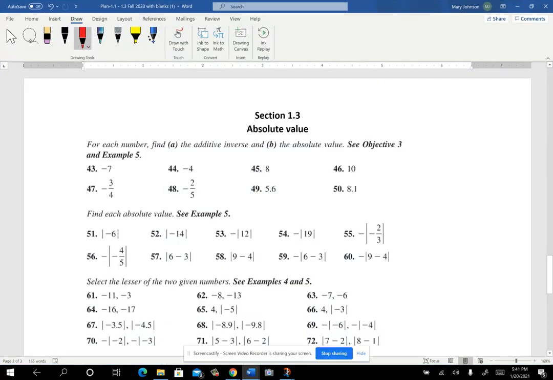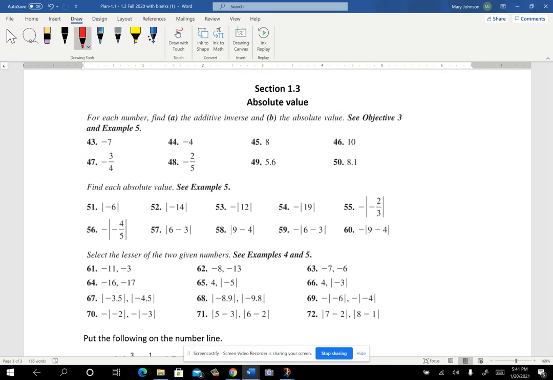All right, so now I'm going to make some videos for section 1.3. I'm going to break this section into some pieces so that the videos don't get too long.